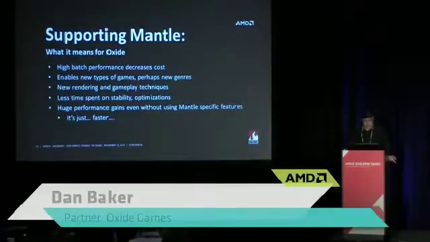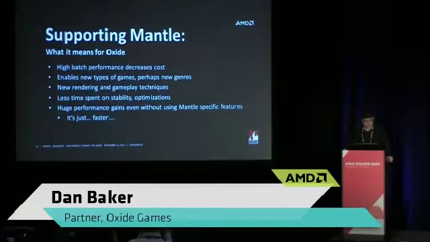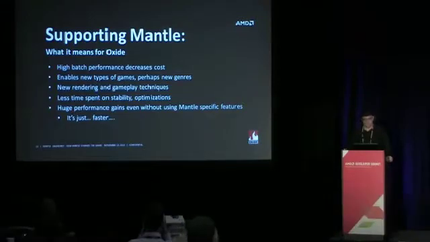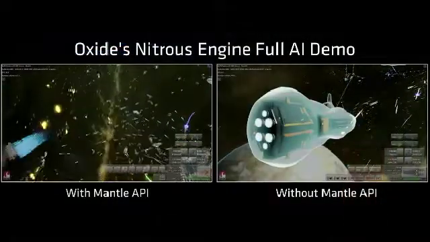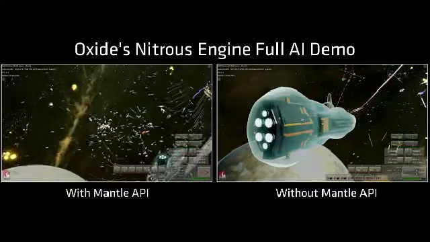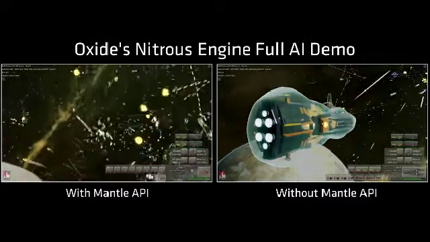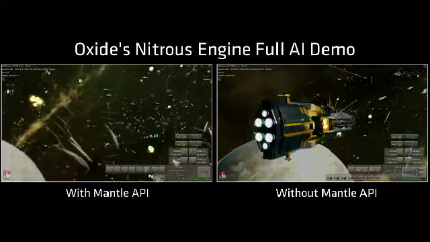For us, if we can decrease batch performance, it will decrease our cost. It'll be much faster to iterate and we can do all sorts of things. One thing I'd like to demonstrate is that Mantle is the only API that we've ever seen that can actually keep up with the speed of Nitrous. It reduces the CPU overhead, the software overhead, by over 9 times.